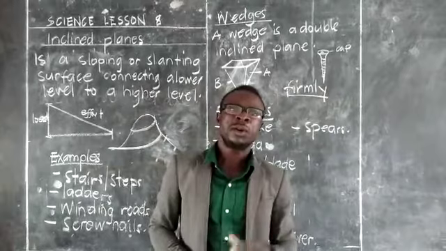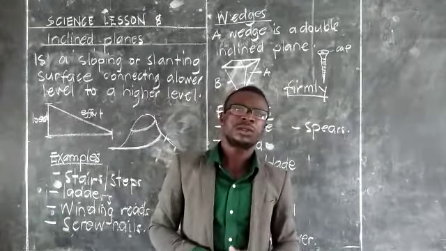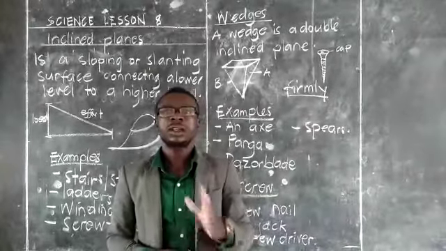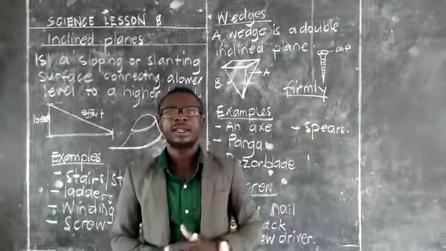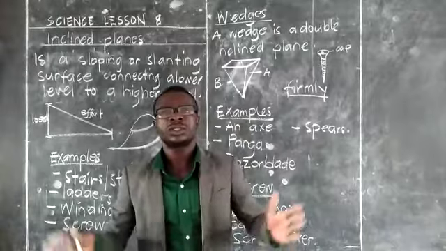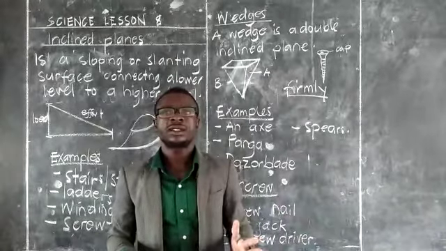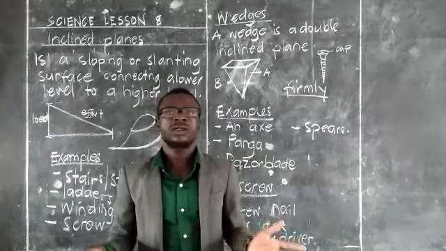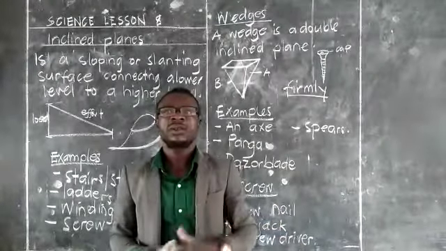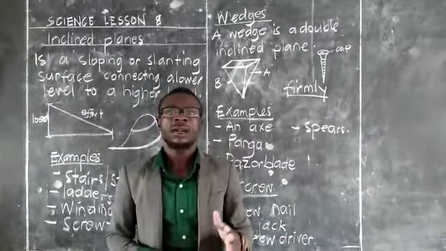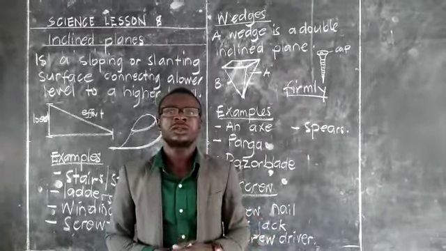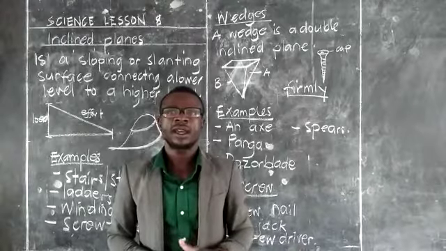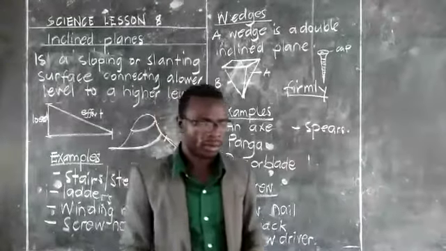Before we stop, I want us to look at uses of screws. Screws are used in lifting vehicles when changing tires. Screws are also used to tighten objects together. For example, metal bars are joined using screw nails. They are also used to hold objects together, like a clamp.